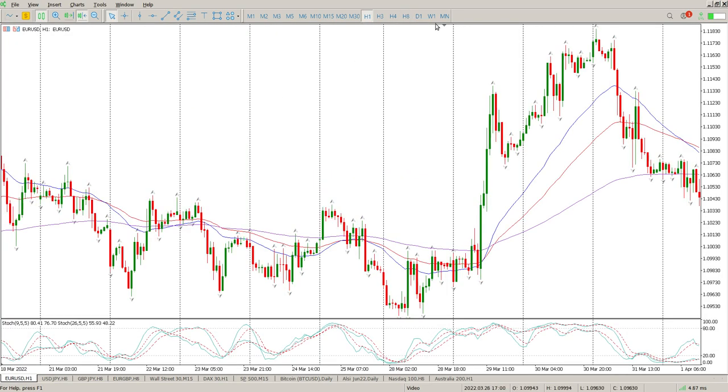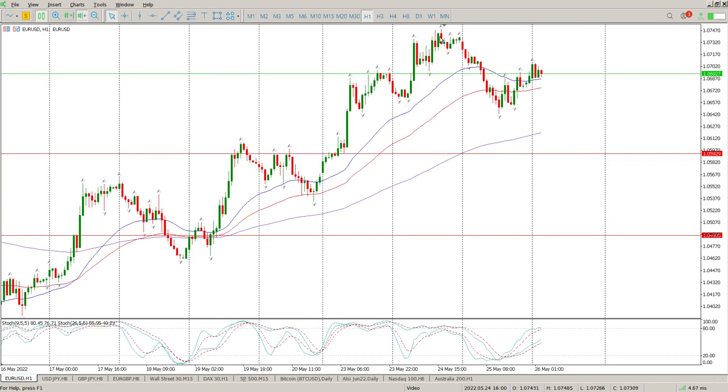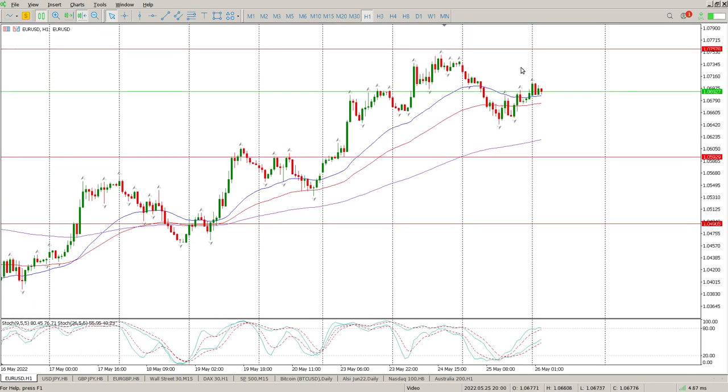So get down to the hour, fairly decent rejection, and then yesterday we did continue to the downside, but now we have sort of recovered ever so slightly. For me, this is quite a simple setup at the moment. Basically, you can see what's transpiring at the moment.